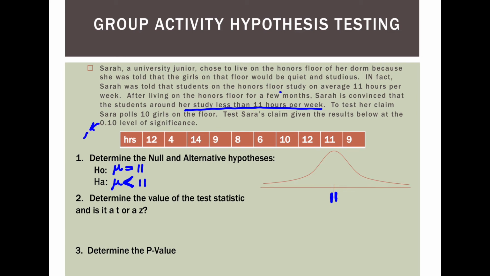So what we have here is the level of significance. This is my alpha. So this is what we're going to compare the p-value to. We know that 10 is the n, but that's all we were given here. But we were given the sample data. So this is what we want to put into our calculators.